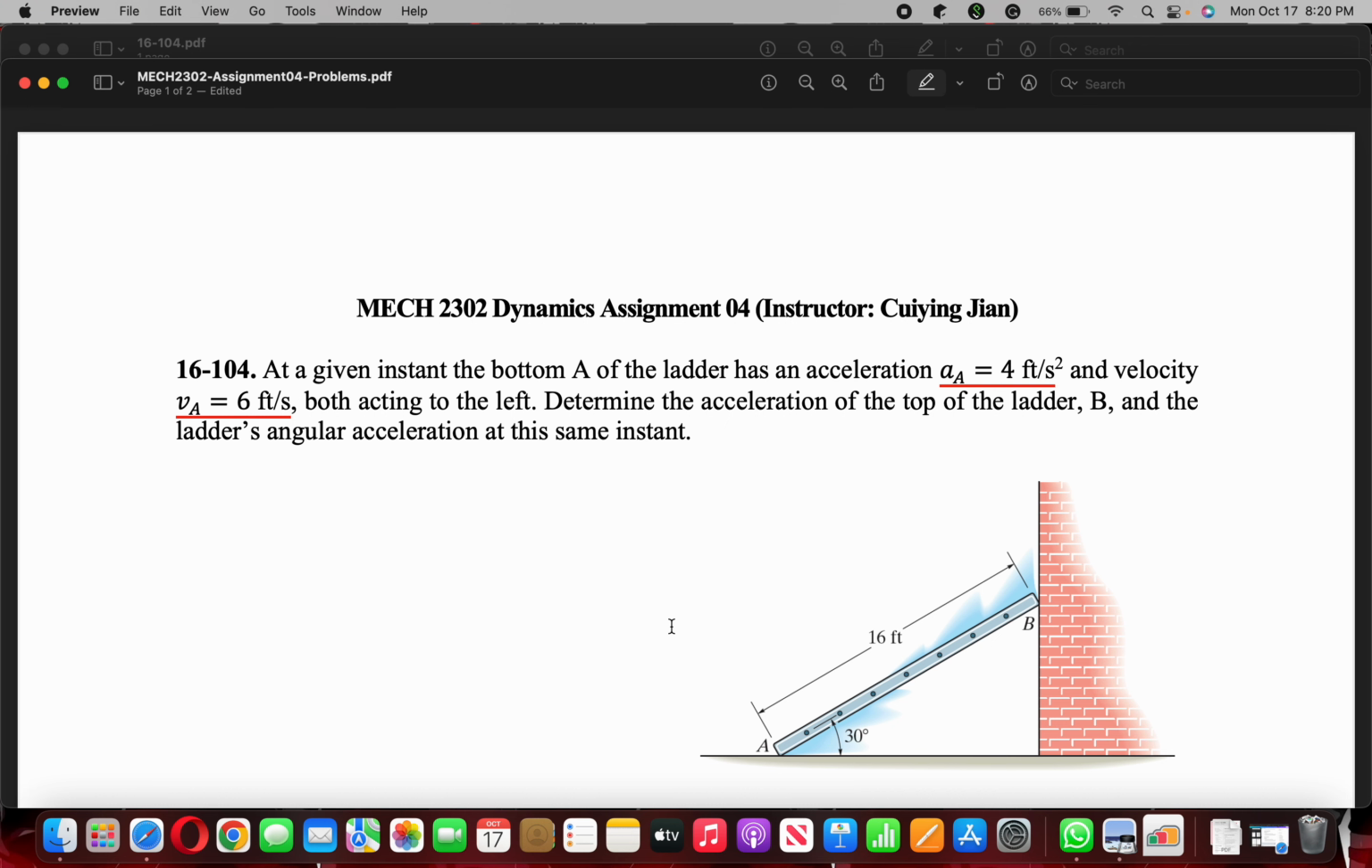So we are given the information that there is a point A which is touching the ground and a point B which is touching the wall over here, and the angle you can see over here is 30 degrees, and the length of the ladder is 16 feet. Now we have to find the acceleration at the top of the ladder B and the angular acceleration of the ladder.